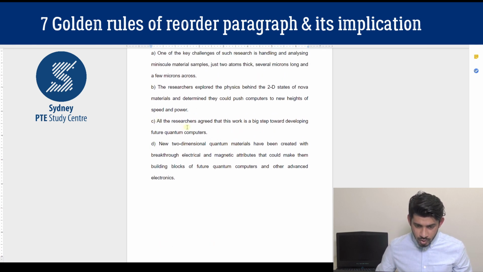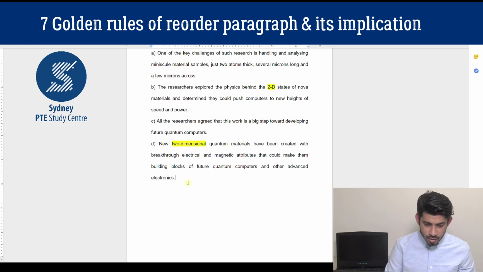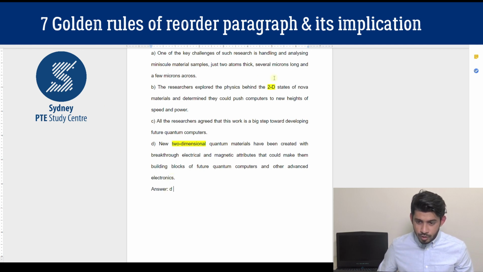Now I have got some word clues here. Look, two-dimensional and 2D. Now what's the short form? The short form is the numeric 2 and then D, right? The full form is as it is spelled, two-dimensional. So obviously the full form comes first, then your short form, 2D.